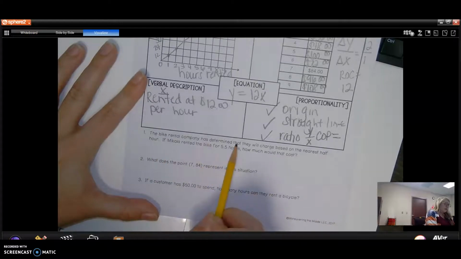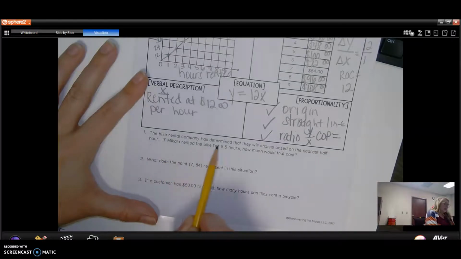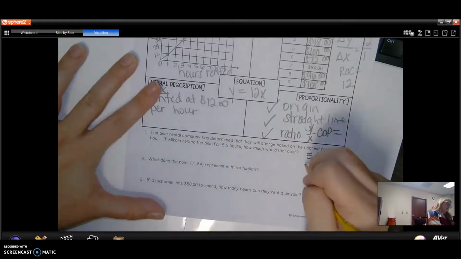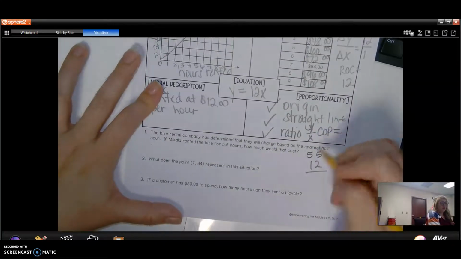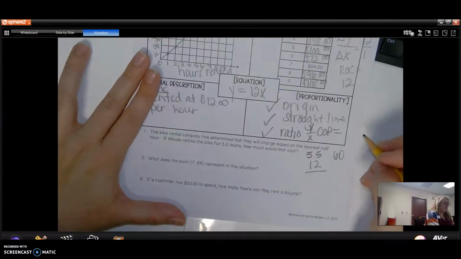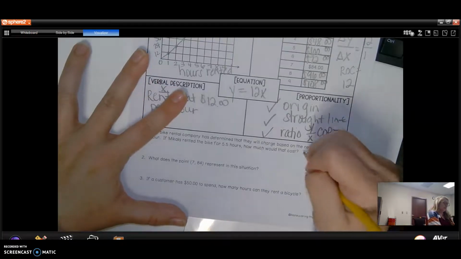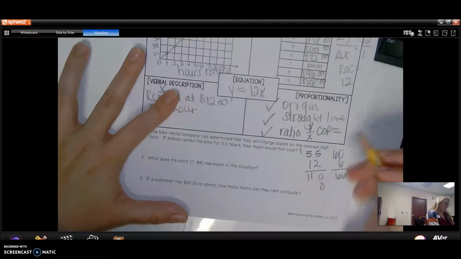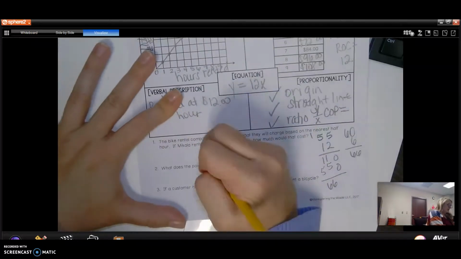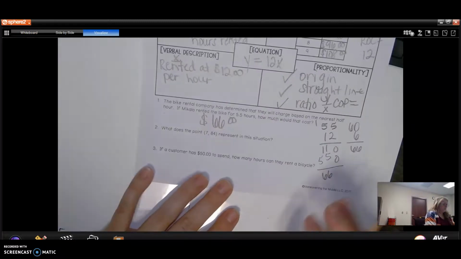The bike rental company has determined that they will charge based on the nearest half hour. If Micah rented the bike for 5.5 hours, how much would that cost? So we have 5.5 times 12. Okay, well, I know that 5 times 12 is 60. Half an hour of that would be 6, so 66. Let's see if I'm right. 5 and 5, 66. Yep. So it would cost $66 to rent for 5.5 hours.